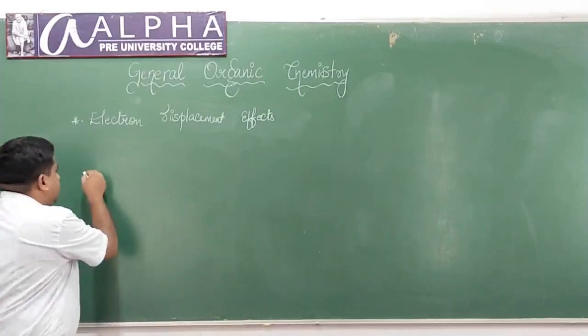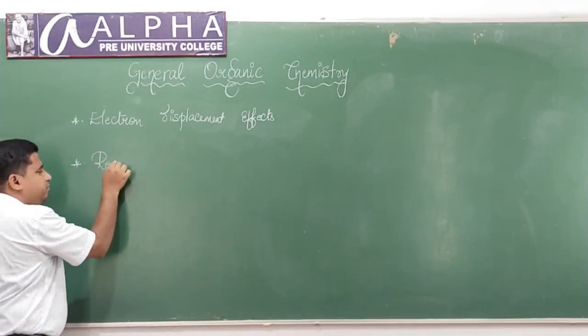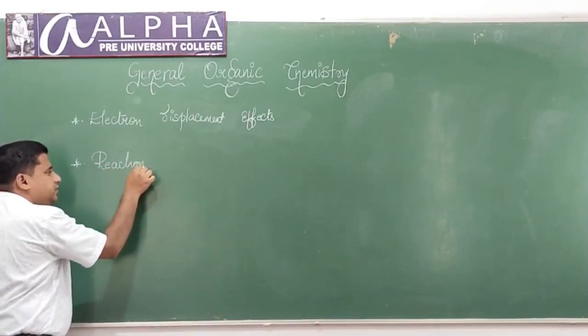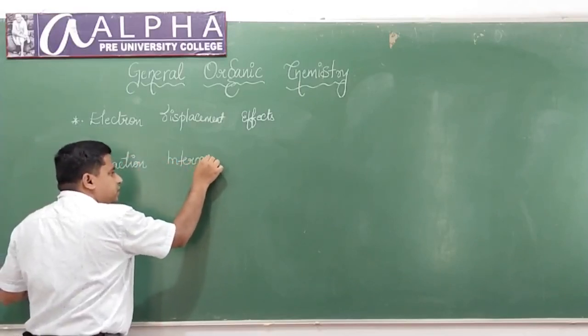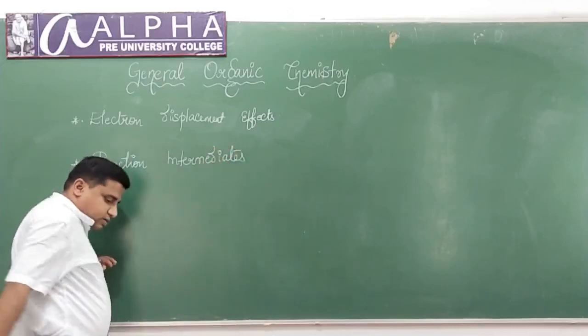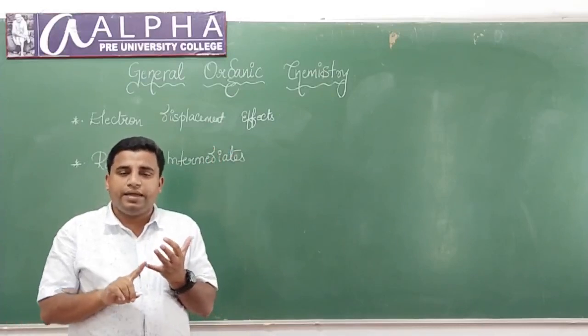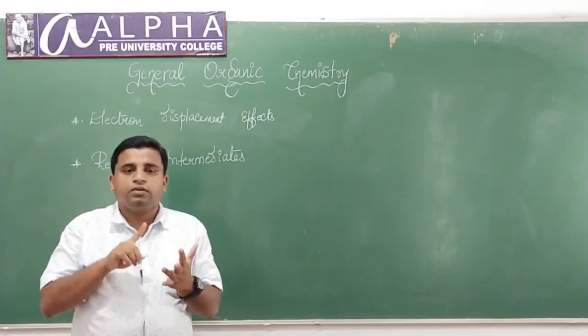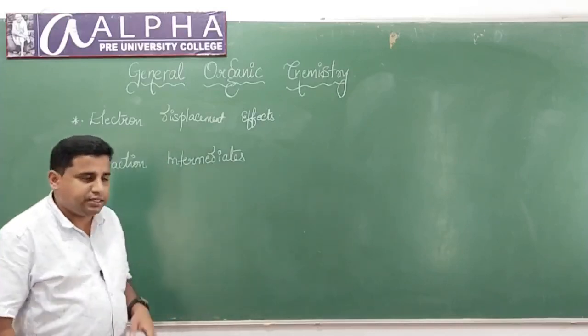Okay, and then reaction intermediates, very important. Reaction intermediates. Can you name the different reaction intermediates? Yeah, that's correct. Carbocations, carbanions, carbenes, free radicals, nitrenes and benzyne. These are called reaction intermediates.